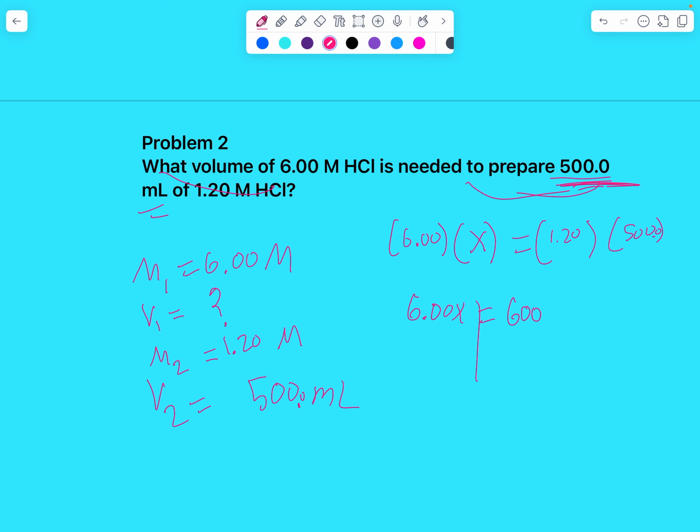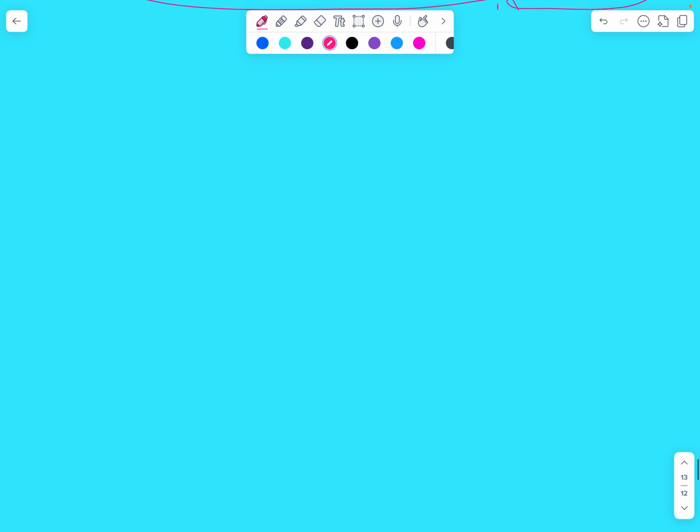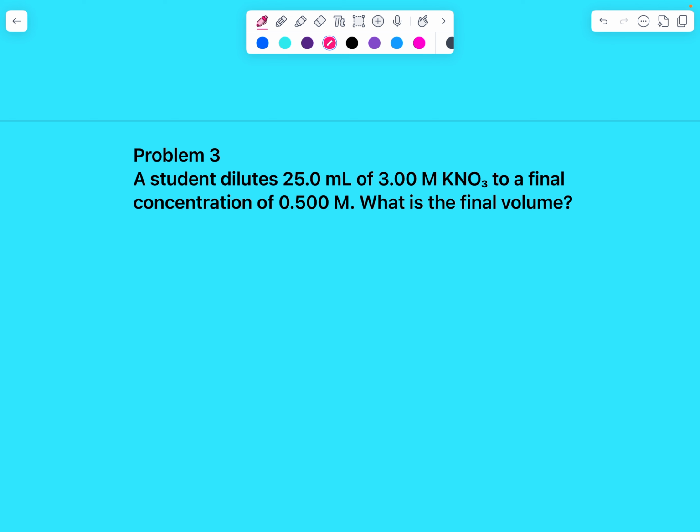I'm going to divide both sides by 6.00 to isolate x. And when I do that, 6 divided by 6 is what? It's 1x, or just x, equals, and then I want you guys to do 600 divided by 6. You guys would get 100.0 milliliters. Okay? So the final answer is 100.0 milliliters. That's your final answer for V₁. All right. Problem 3. A student dilutes 25.0 milliliters of 3 molarity of KNO₃ to a final concentration of 0.500 molarity.